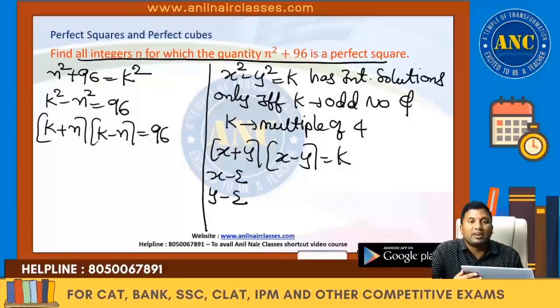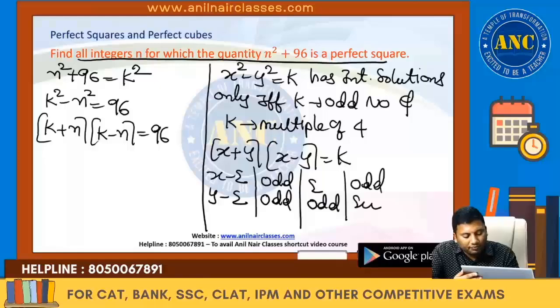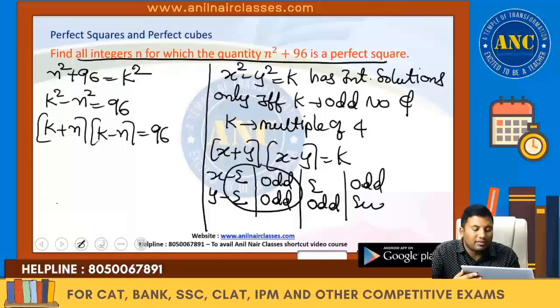Even number plus even number, even number. Even number minus even number, even number. X is odd, y is odd. Odd plus odd, even. Odd minus odd, even. First two cases: x is even, y is even. Even plus even, even. Even minus even, even. That means k is divisible by 4. X is odd, y is odd. Odd plus odd even, odd minus odd even. That means it is also divisible by 4.